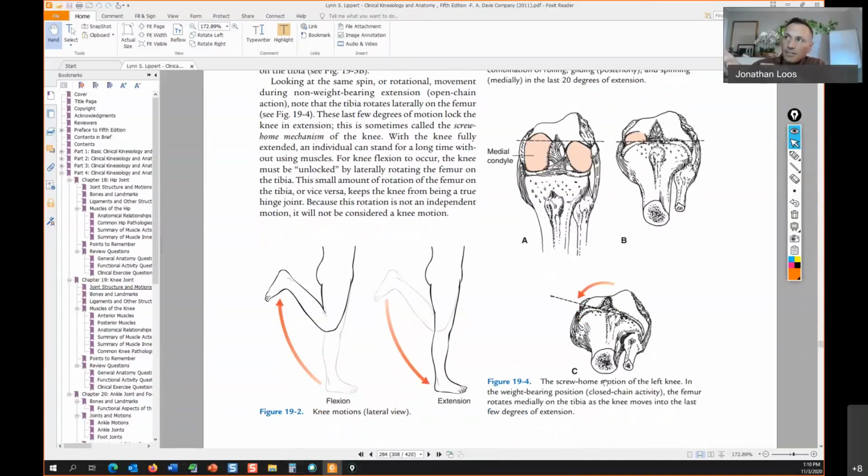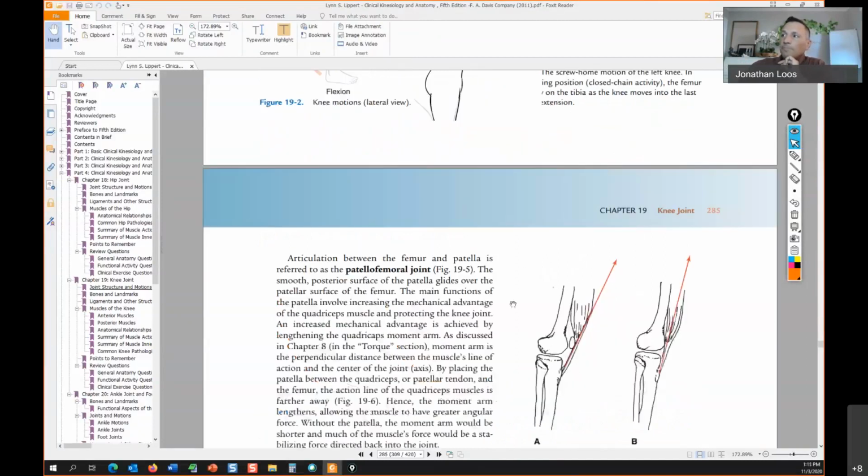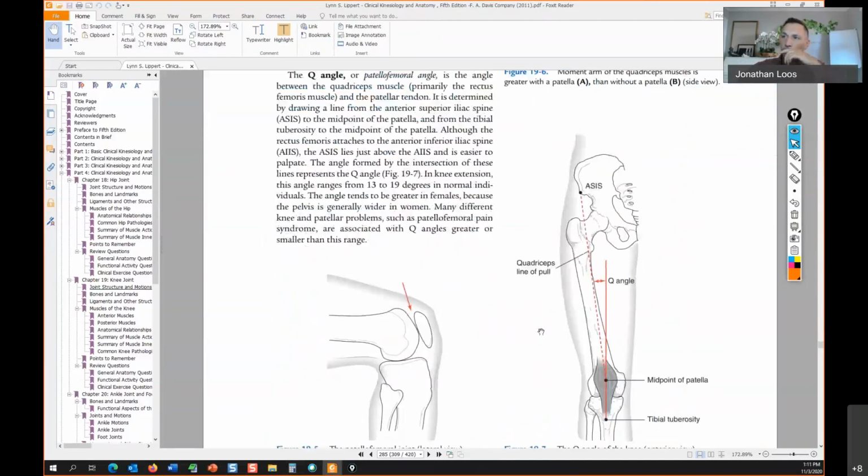I have to look through the text and see if it pops up, but I know I go into detail on that in my lecture videos about that locking, unlocking mechanism. But let's hold that for now. What I want to talk about here is the size differential between the medial condyle and the lateral condyle. I'm just going to scroll down a little bit here, and then we'll back up.